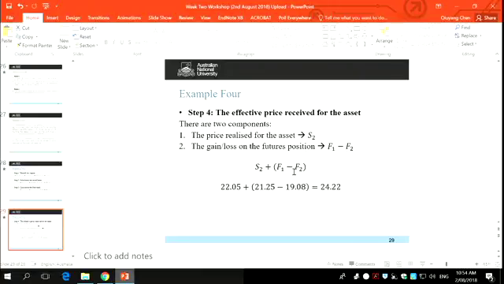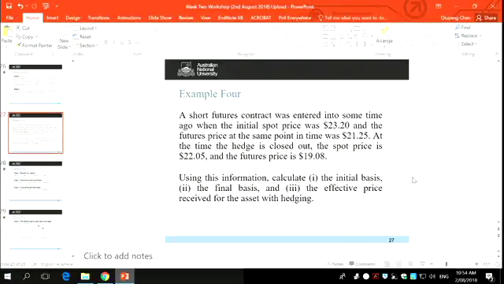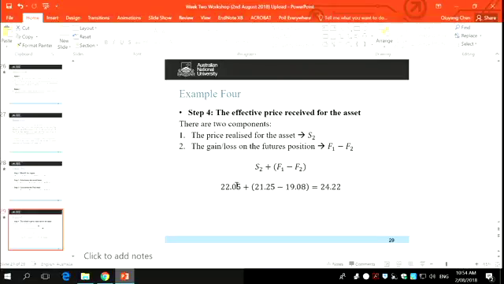And remember, at the end of the day, we still need to sell our asset in the spot market. The asset is being traded on the spot market at $22.05. So this plus $22.05 is us selling the asset in the spot market, realizing this $22.05. That's money coming in, plus the amount of gain we made in the futures position. So the effective price we realized for this asset is actually $24.22.